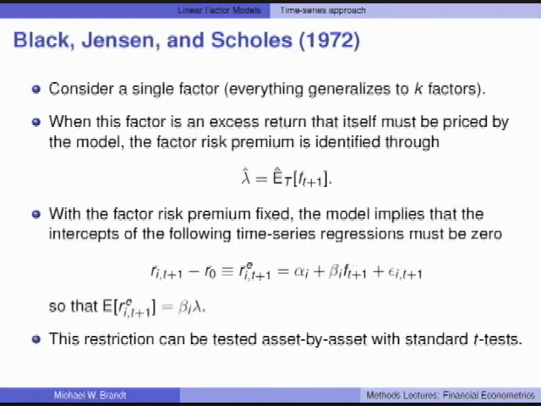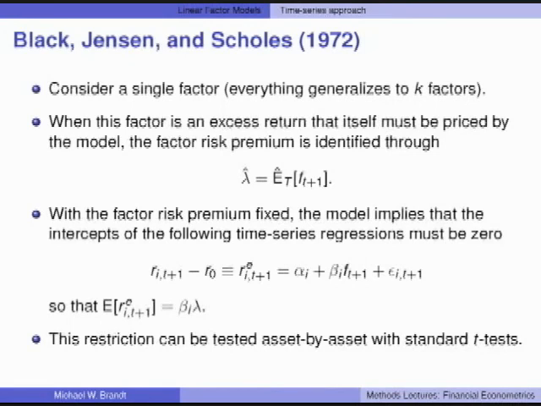So when we have a model in which the factor is itself an asset return, an excess return on a portfolio of assets, such as it is in the case of the CAPM, for example, where the factor is the market portfolio, then the model applies to the factor itself, which means that since the factor has a beta of 1 against itself, the factor risk premium, the lambda term that we saw earlier in our regression, is identified by the expected return on that factor.